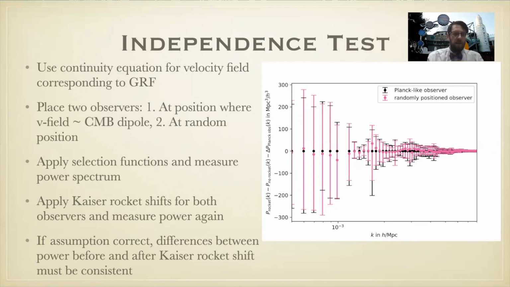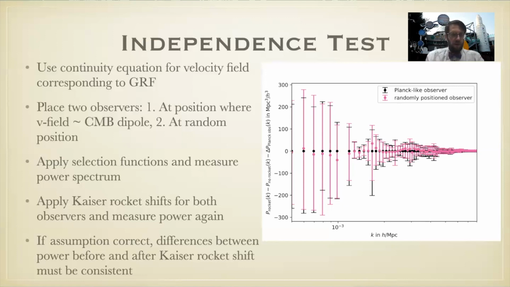Both observers then select objects for the surveys in the same way, and both observers measure their power spectra before and after applying the rocket shifts. In the plot here, you can see the residual compared to the Planck-like observer case of the power spectra of the difference in density between shifted and unshifted objects of observers placed at the random position in magenta, and those placed at positions where the absolute value of the velocity field is most similar to the dipole amplitude measured by Planck in black.